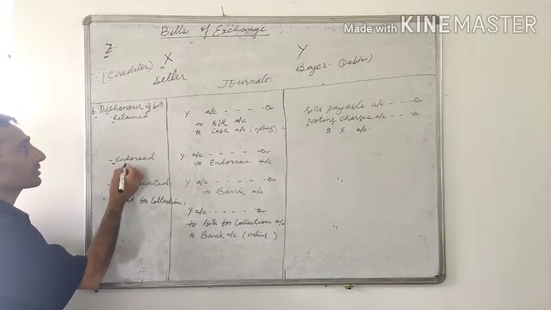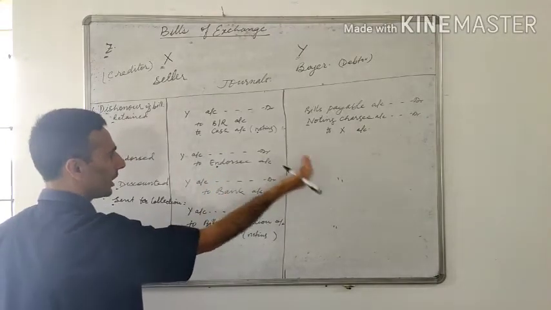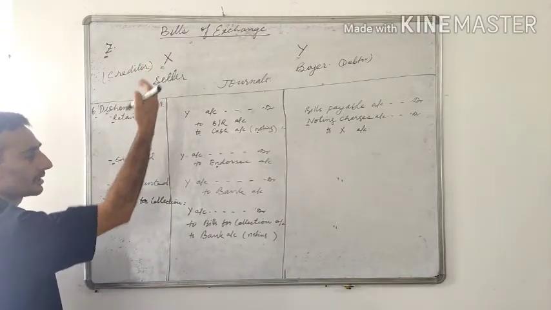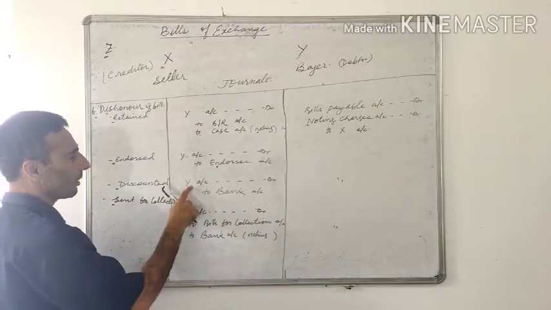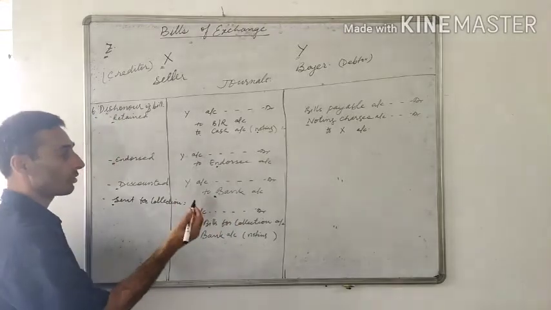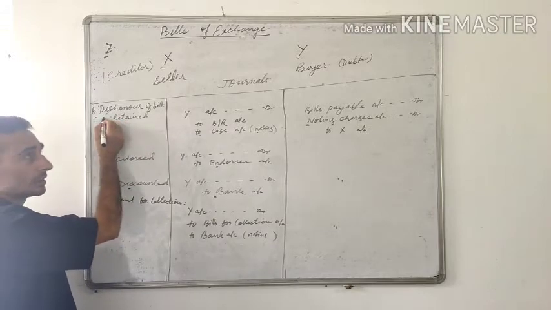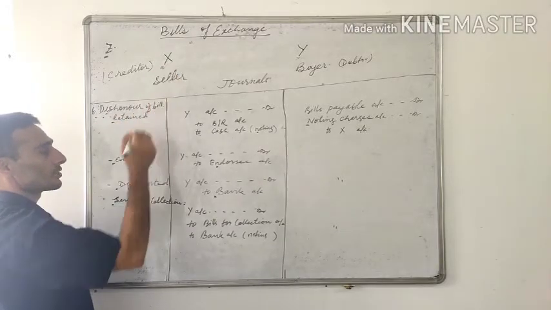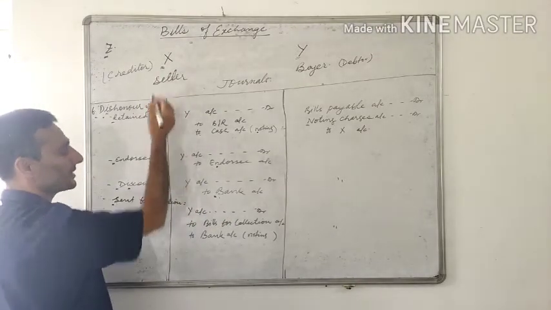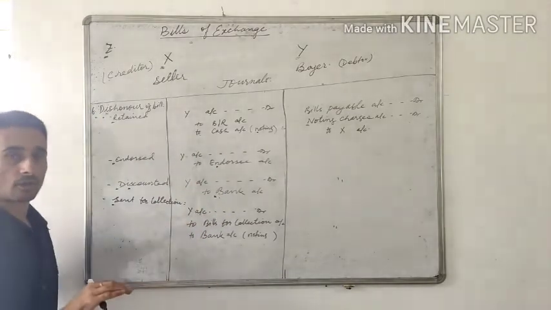Endorsed. So if the bill is endorsed, your entry is Y account debit to endorsee account. Again the same entry in the books of Y. Discounted. When the bill is discounted by X, the bill is with the bank. So here Y account debit to bank account. Why bank account? Here the money is going out. Why is it going out? Since the bill is discounted and it is dishonored, it is the responsibility of X to pay that amount to bank. So here X is paying the bill amount to bank on the dishonor.